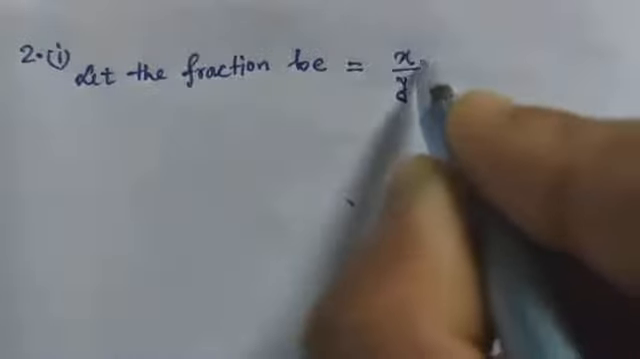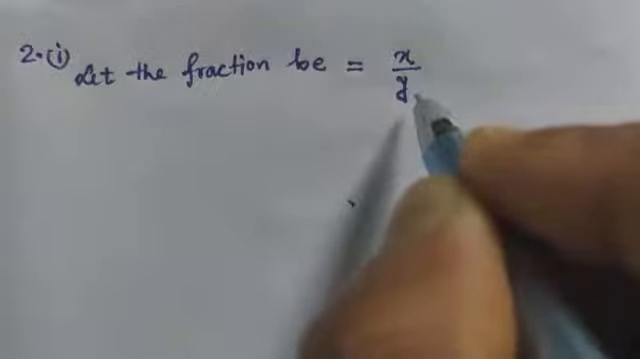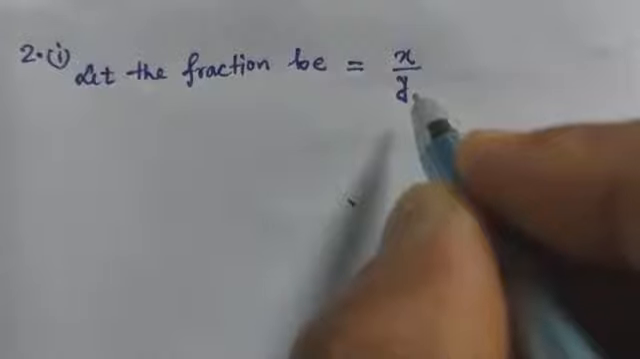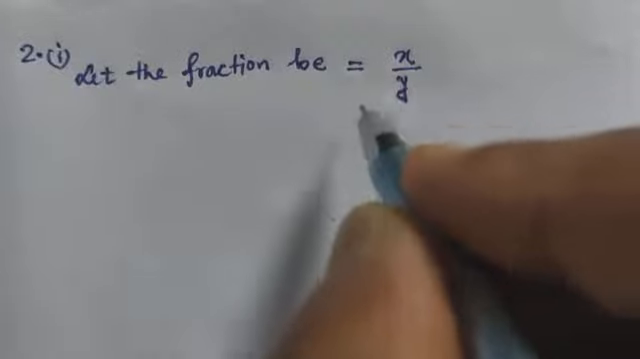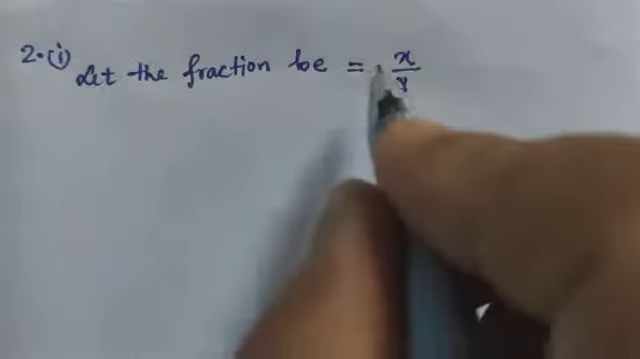Here you can see that the numerator is x and the denominator is y just by looking. So you need not write let the numerator be x, the denominator be y, and then the fraction be x by y. You need not write 3 lines, you need to write only 1 line, that is, let the fraction be x by y.